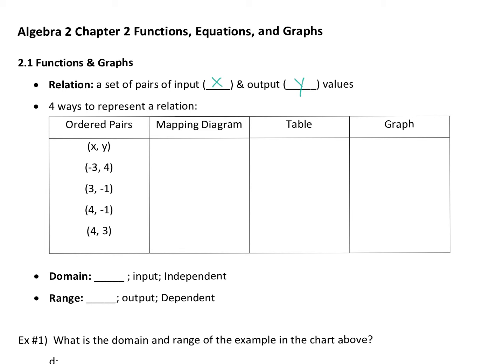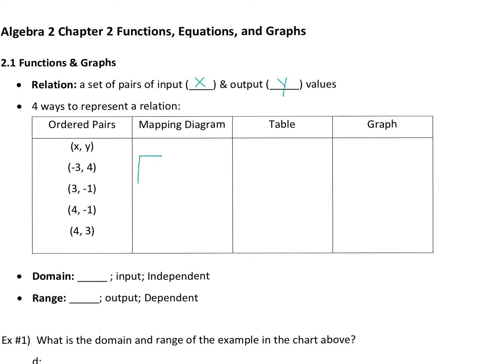Can't see you right there. There we go. So you can show a relation as an ordered pair, which is what I gave you there, all these different ordered pairs. You can show it as a mapping diagram. I know you did this in Algebra 1 if you took Algebra 1 here. Remember the mapping diagram? It's kind of 2 boxes, 2 columns. You have this over here and this over here.